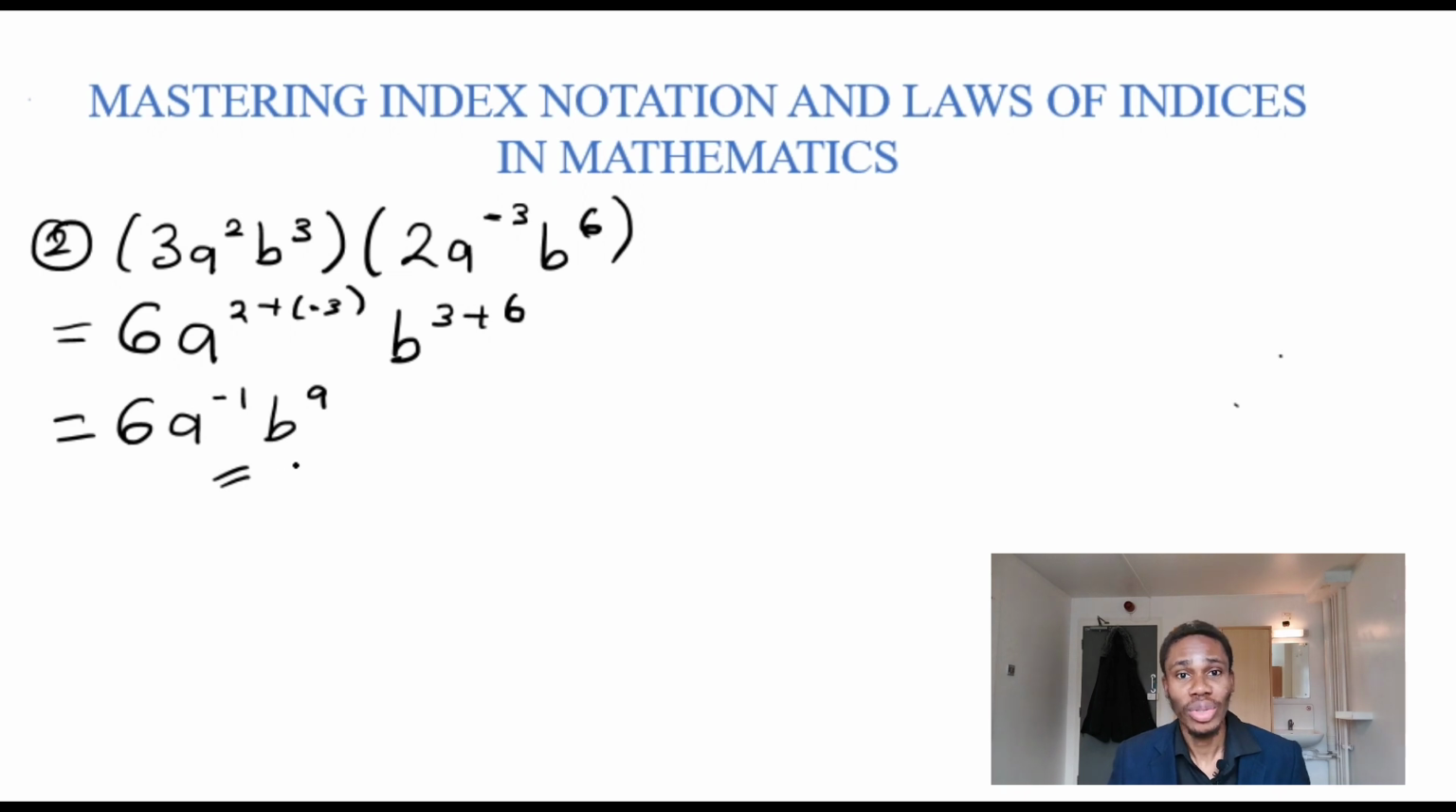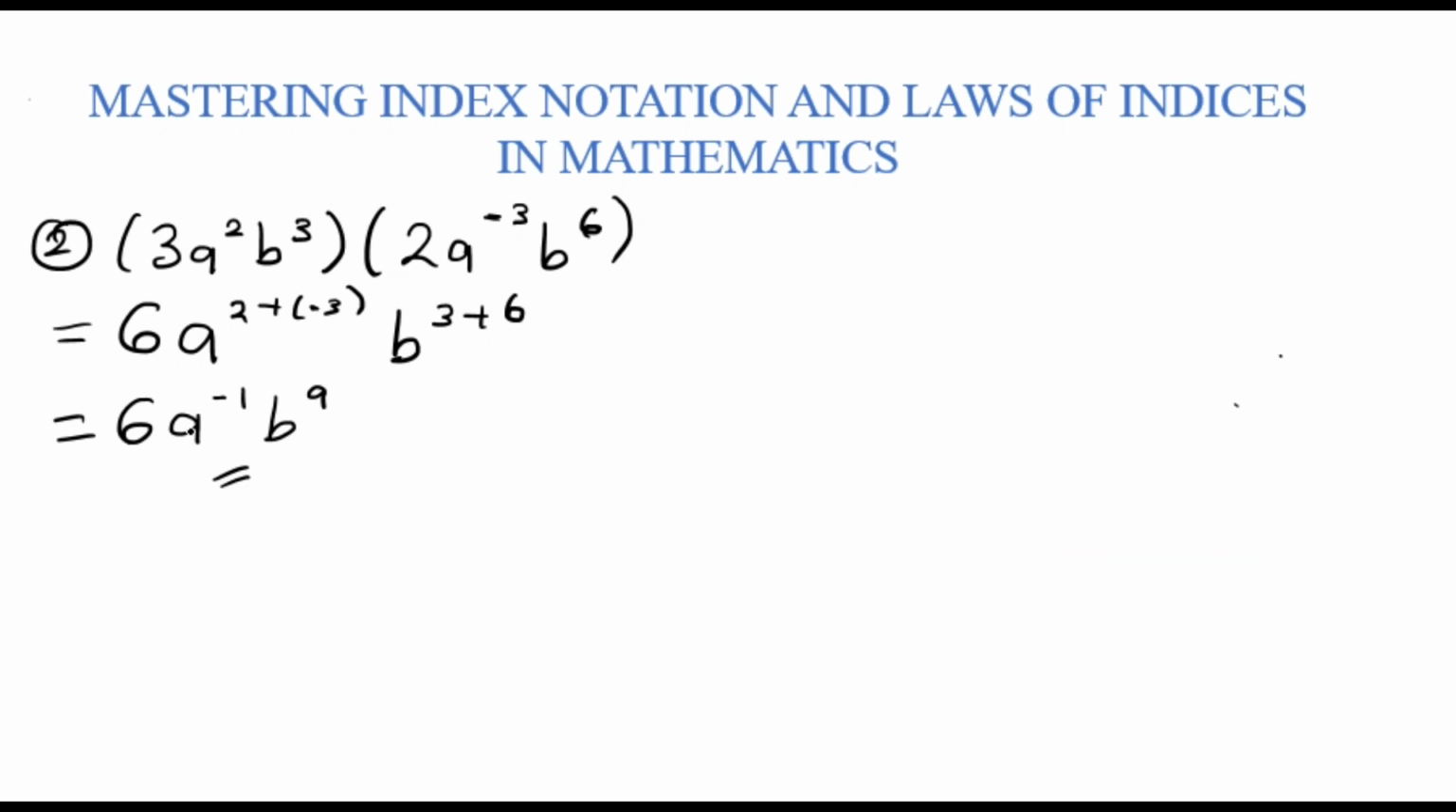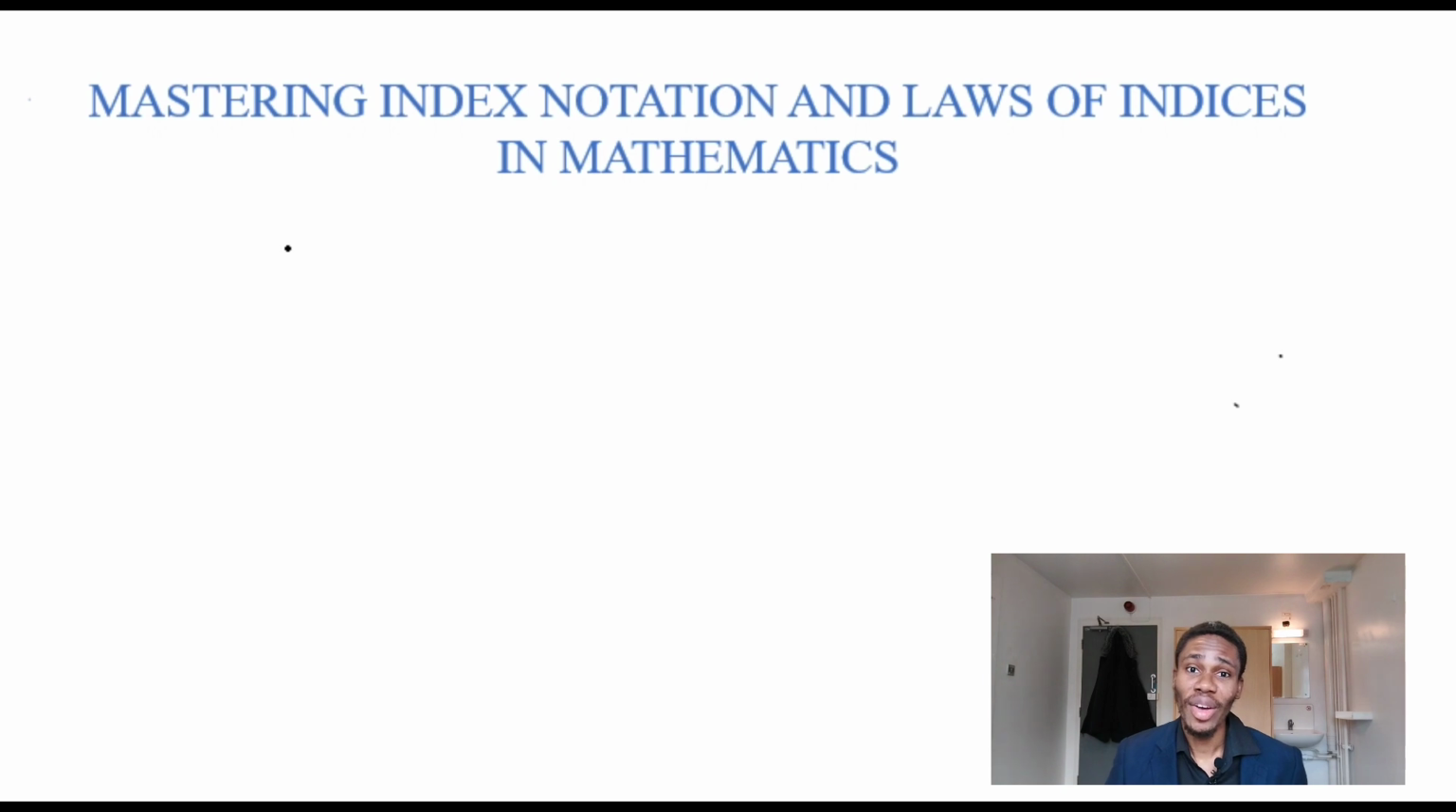Now let's move on to the second law of indices. So our second law of indices is known as the quotient rule. In the quotient rule, we are dividing one index form over another index form, particularly of the same base. So the variable we are going to be establishing here is a to the power p divided by a to the power q.